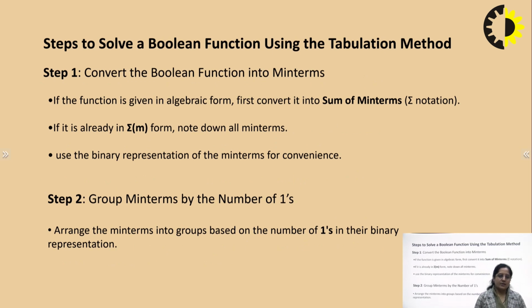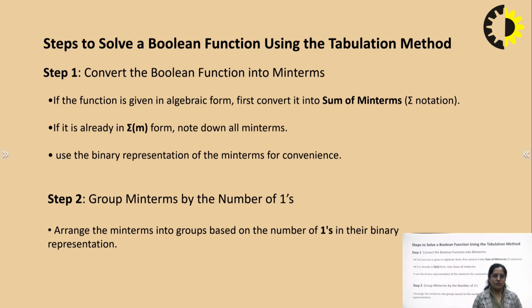So, the steps which we have to follow for using this tabulation method: the first and foremost step is, if a function is given to us, we have to first convert it into a sum of min terms form, that is the summation form, and from that we have to note down all the min terms in ascending order, and we have to make groups.